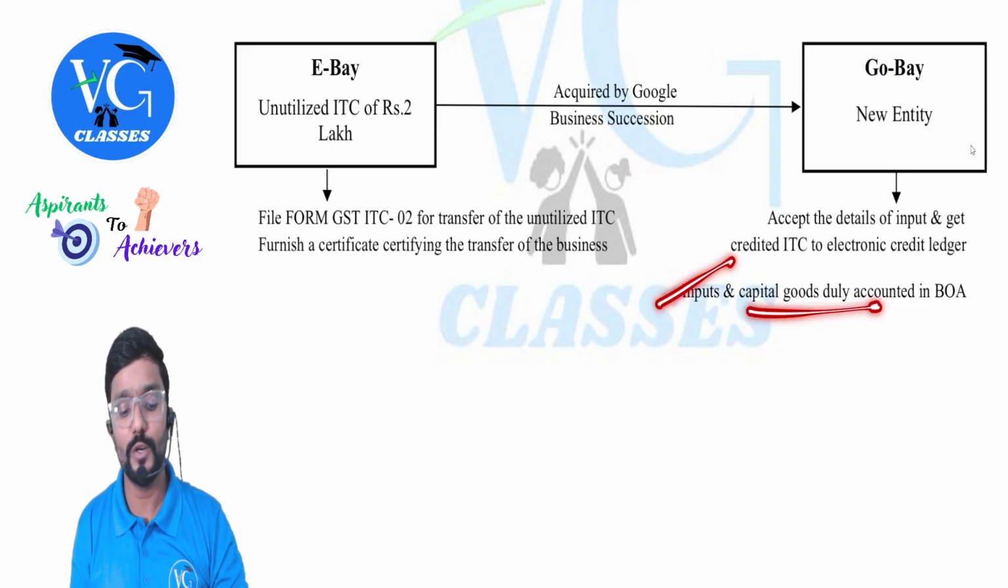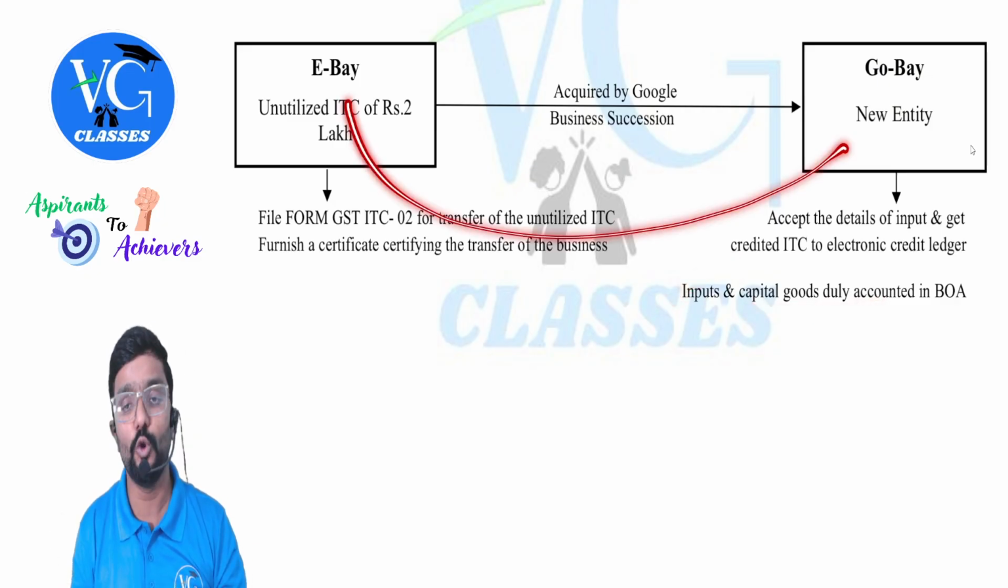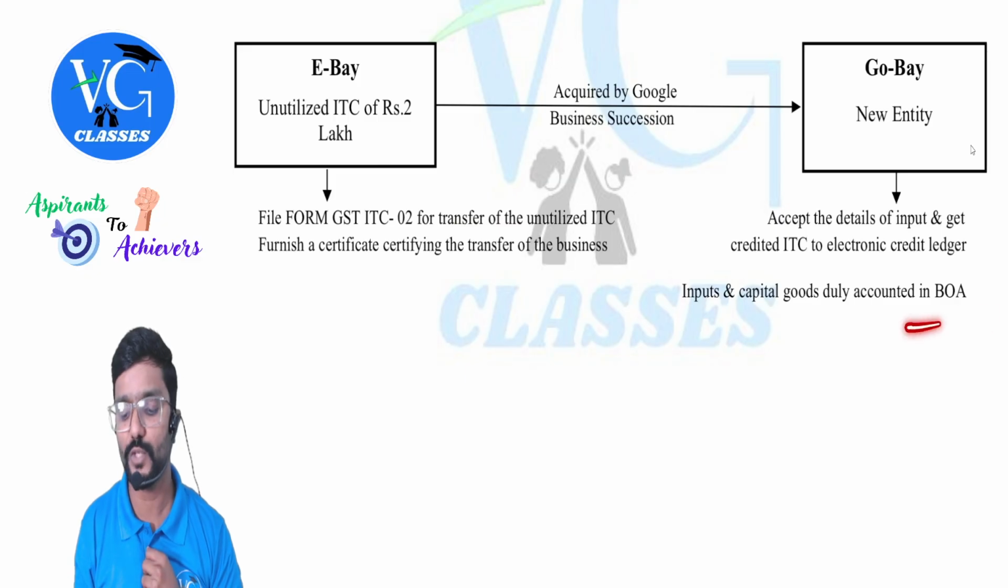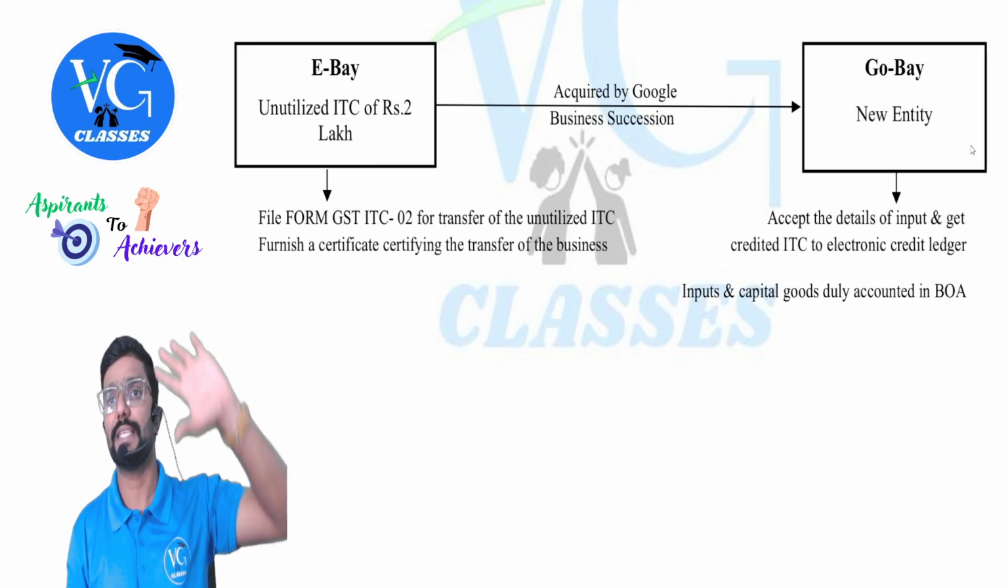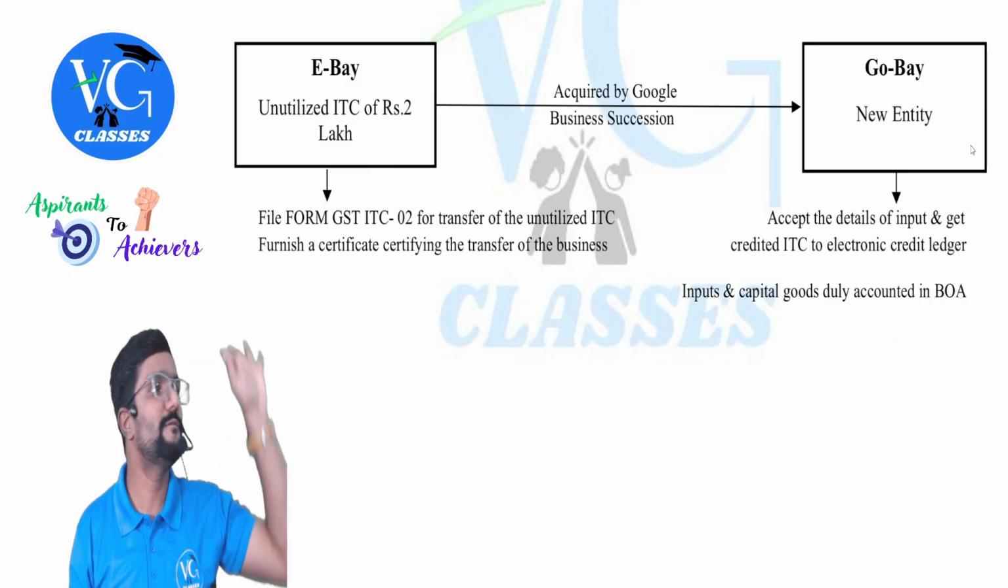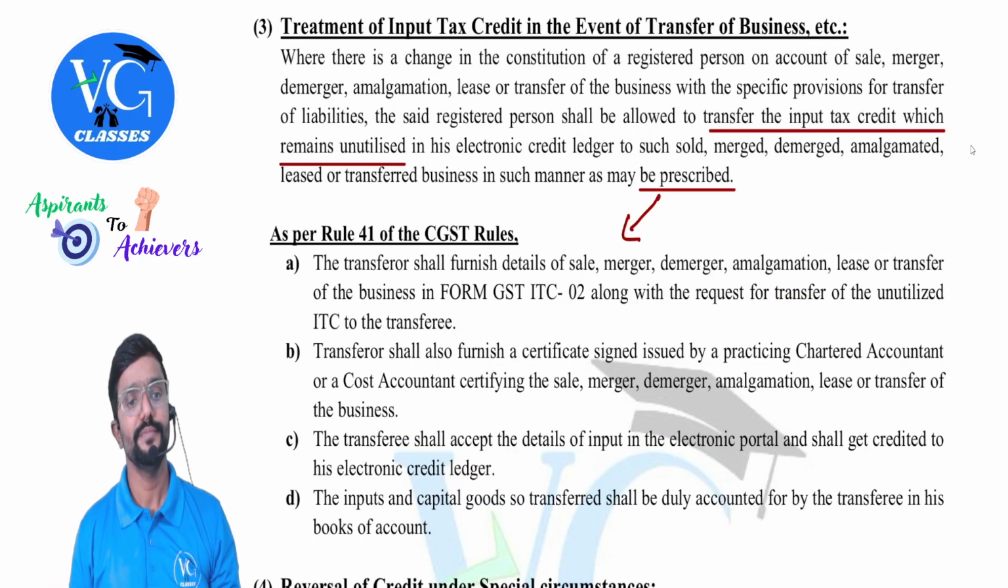And inputs and capital goods, whatever has been transferred from eBay to Gobe, they have to account for in their books of accounts. BOA stands for books of accounts, guys. This is the procedure. Where is this procedure given, sir? In Rule 41. We'll see that.